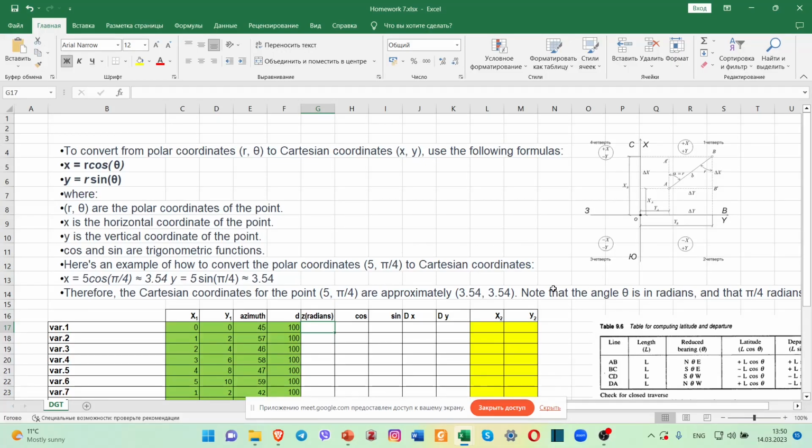Well, let's begin with the next homework. Homework number 7. The assignment is to convert from polar coordinates r and theta to Cartesian coordinates x and y. We should use easy formulas.